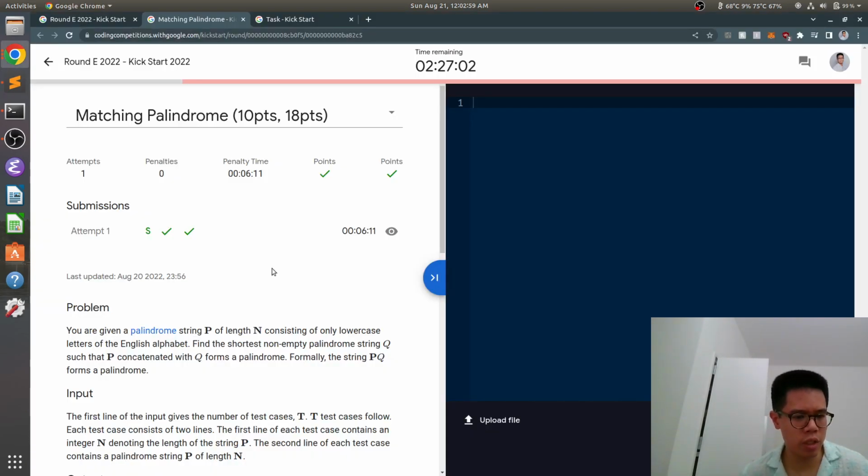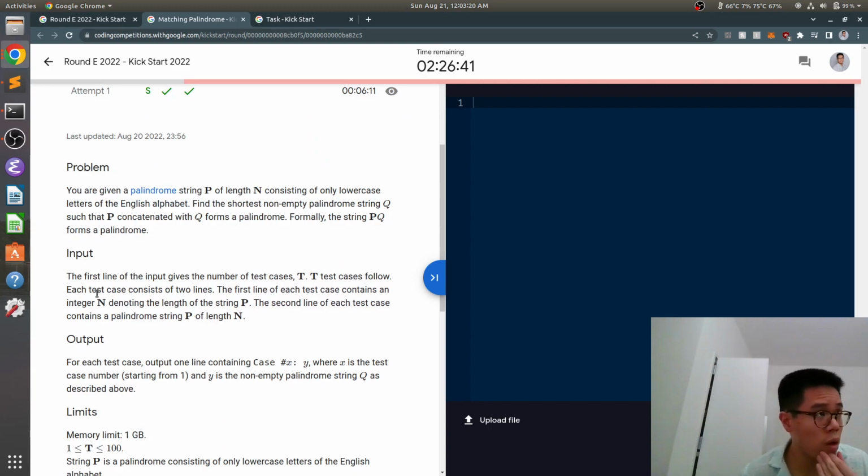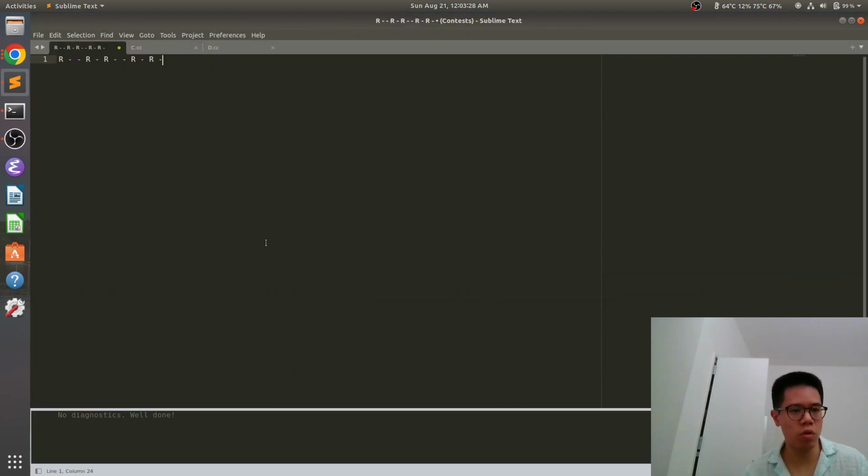In problem C, it took me a while to read this problem because I was just being silly. But basically, you're given a string P. That string P is a palindrome. And now you want to find the shortest non-empty palindrome Q so that P concatenated with Q forms a palindrome, the string PQ. So P is a palindrome, Q is a palindrome, PQ is a palindrome, and you want the shortest possible Q.